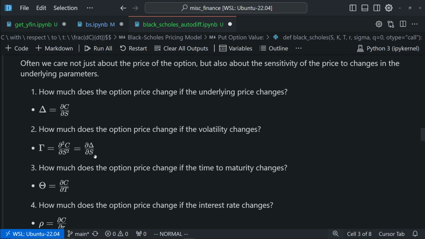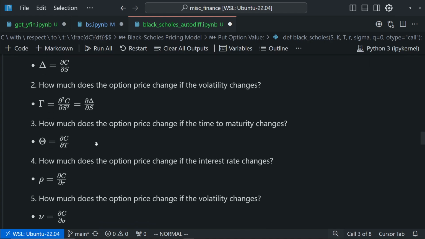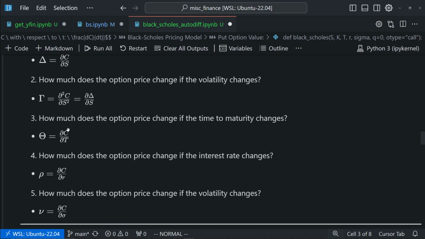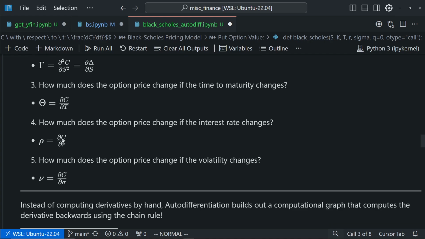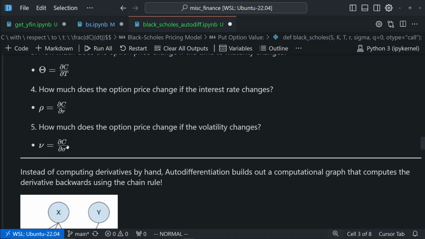It's how much does the option price change when the underlying changes. You can also get a curvature of that price change, which is useful for larger price changes, and that's called the gamma. So that's the second derivative of the call price or the put price with respect to the underlying, or you could write this as just the first derivative of delta with respect to S. You also have theta, which is the change in the option price over time, rho, which is the change in the option price when you change the risk-free rate, and vega, which is the change in the option price with respect to change in the volatility.